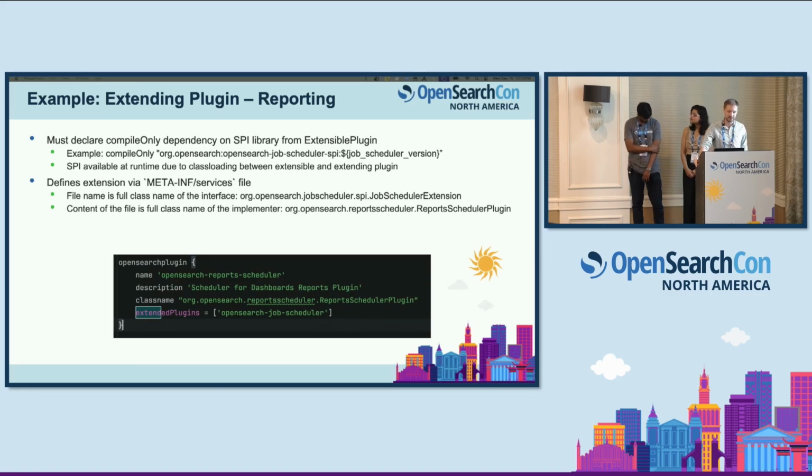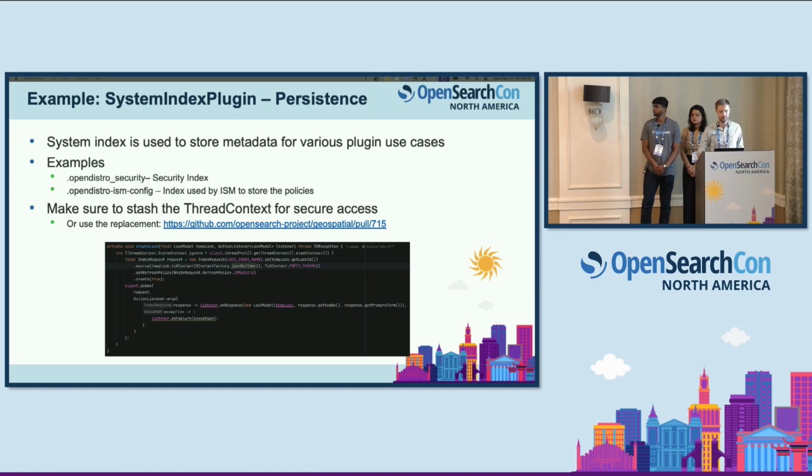And then the last thing to note here is if you do extend that job scheduler extension, you need to create a file in META-INF/services of the extending plugin, where you define which class in your plugin extends that interface. So in this case, the name of the file would be org.opensearch.jobscheduler.spi.JobSchedulerExtension, and then the contents would be the class that implements that within the reporting plugin.